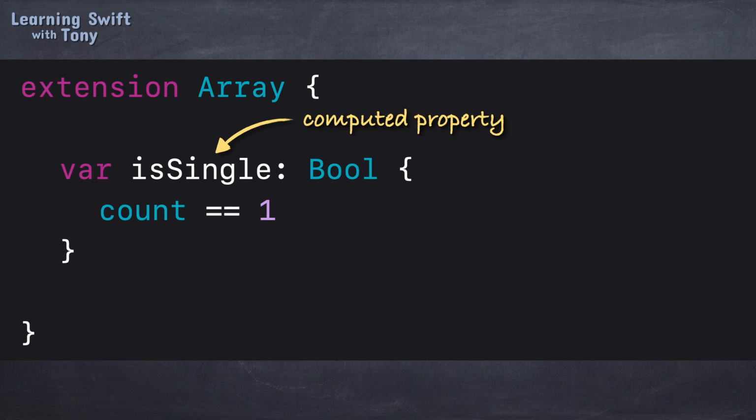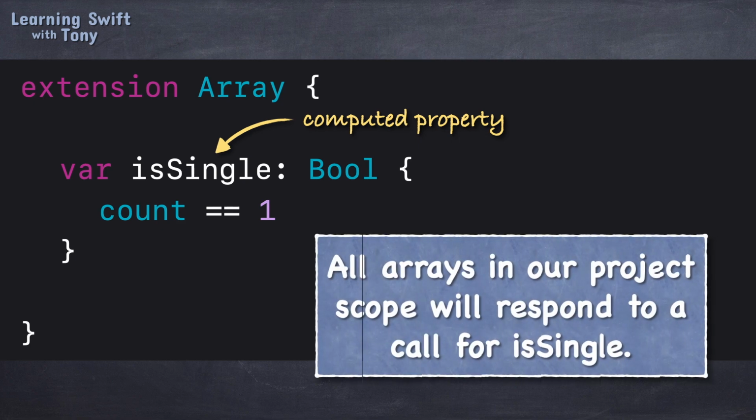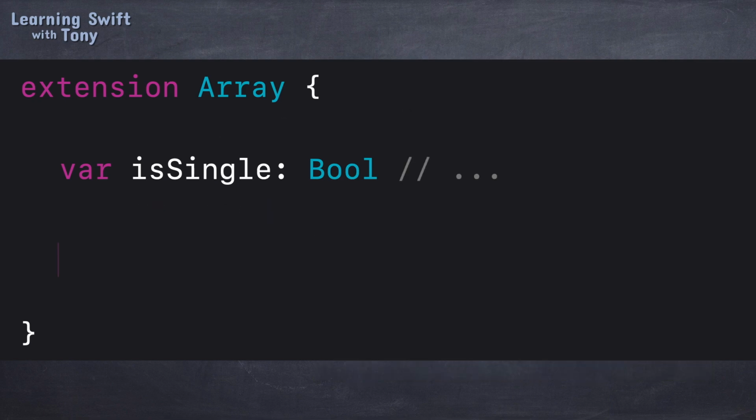As soon as we wrote this, all arrays in our project scope will respond to this call by returning a Boolean value, true if the array has only one element, and false otherwise. But what if, instead of wanting a Boolean value, we actually want the element in the array, if and only if that element is indeed the only single element in the array? We got a problem here, don't we?